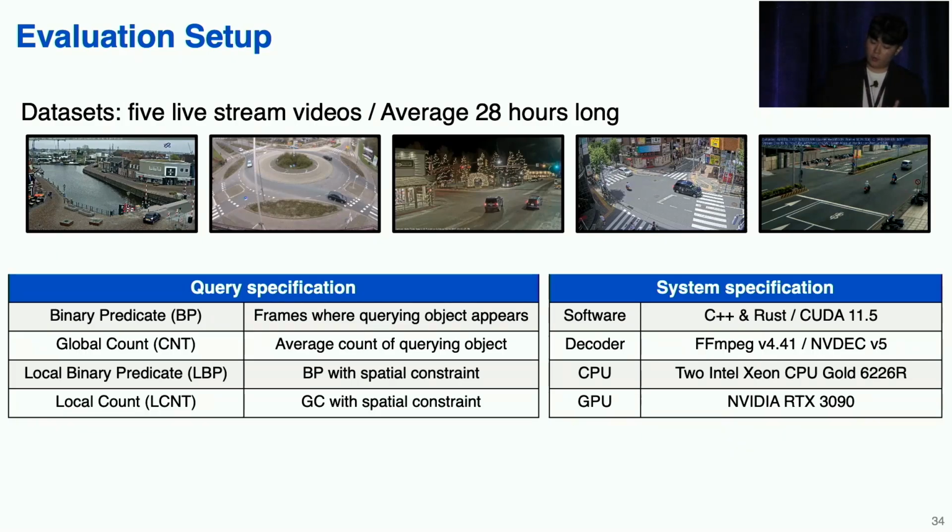We evaluate Kova on 4 different queries, of which the first 2 are from the prior works. The binary predicate is a query to find the timestamp where a certain object appears, and the global query is a query to count the number of certain objects that appeared throughout the video. And the latter 2 queries are spatial variants of the first 2 that Kova is able to support. The evaluation was conducted on a server with 2 Intel Xeon CPUs and 1 NVIDIA RTX 3090 GPU.